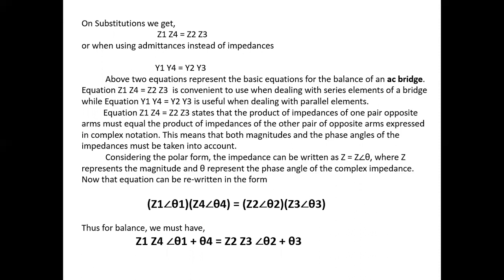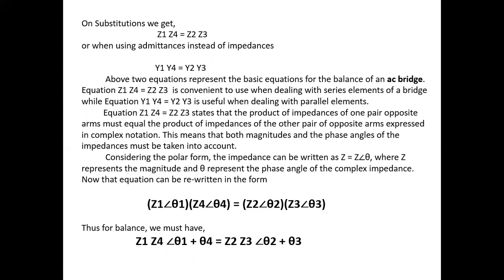But when we use admittances instead of impedances, then we can write Y1 Y4 is equal to Y2 Y3. This is the general equation, but when we use the impedances or admittances in polar form, then we can write Z is equal to Z at an angle theta, where Z represents the magnitude and theta represents the phase angle of the complex impedance.